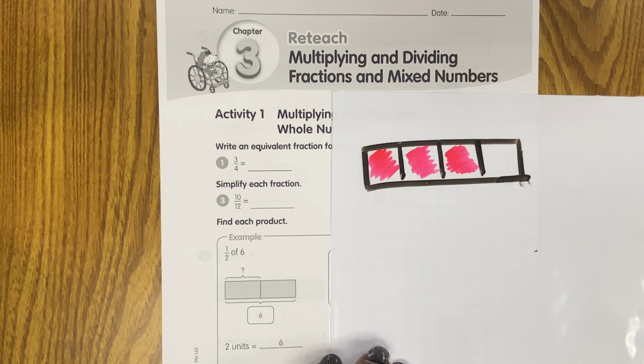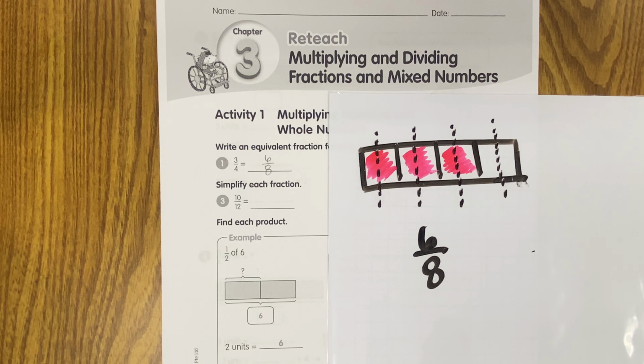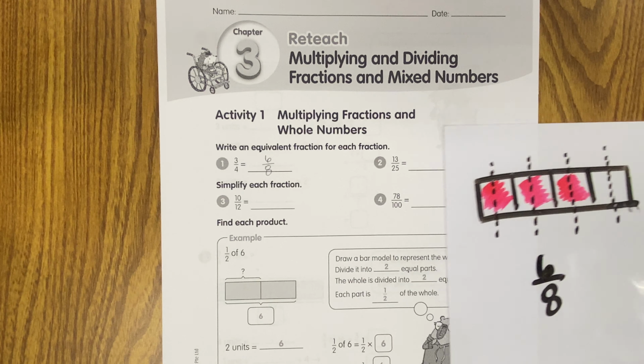And of those 8 equal parts, let's see how many are shaded. 1, 2, 3, 4, 5, 6. So there are 6/8 shaded. So an equivalent fraction for 3/4 would be 6/8. And equivalent fractions can go on forever. So this is just an example of how to come up with one equivalent fraction. At this time, go ahead, pause the video and attempt number 2, 13/25.